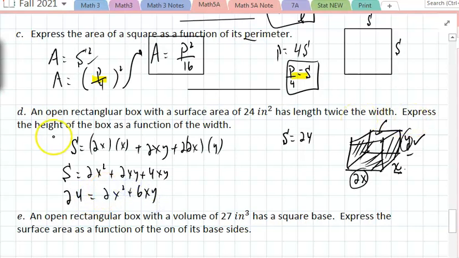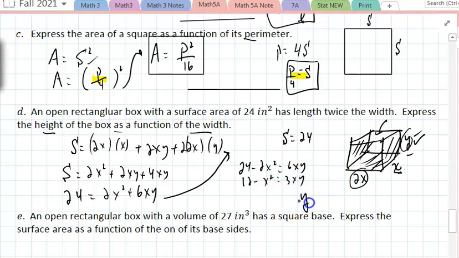When they say express the height of the box as a function of the width, we'll solve for the height, which is y. Of course, I could have called that h if I wanted instead of y, but the book does that. So I could say 24 minus 2x squared equals 6xy. Divide by 2. And I could say the height, which is y, is 12 minus x squared, divided by 3x. And there it is.